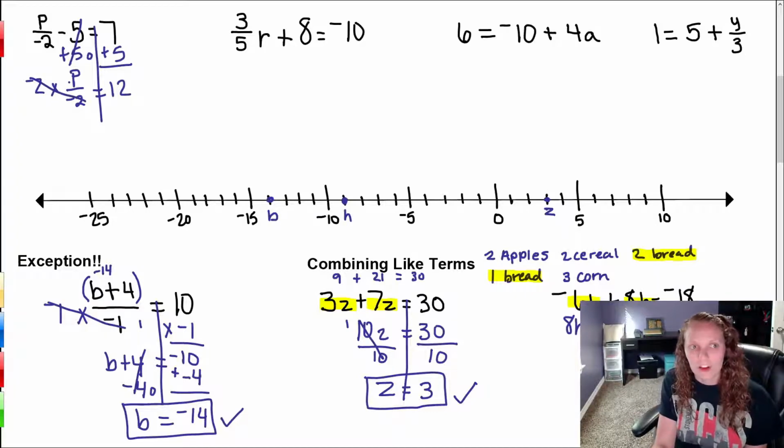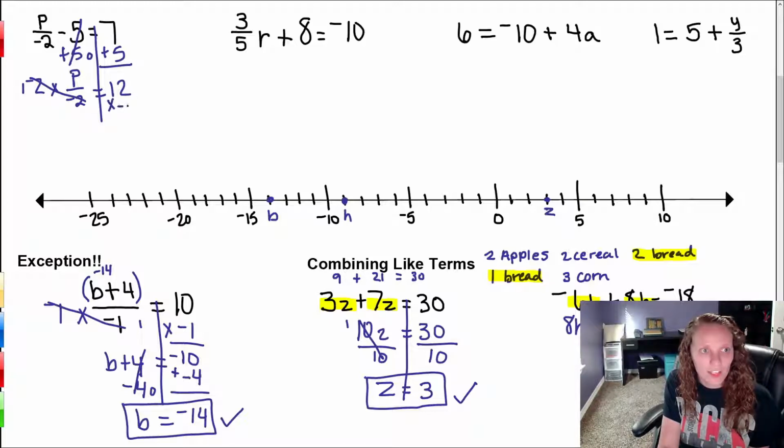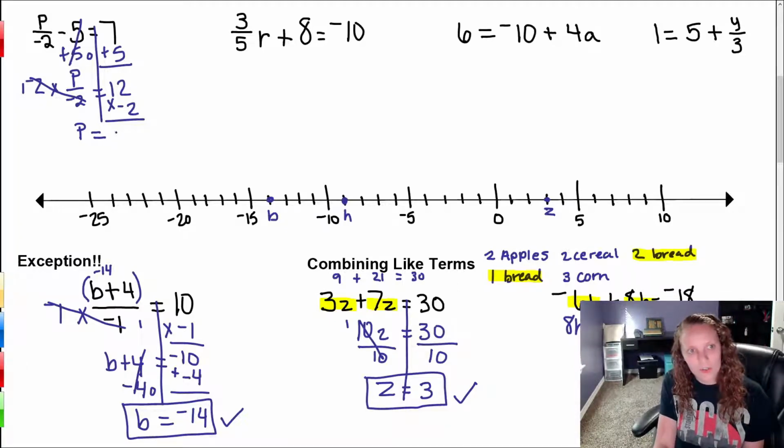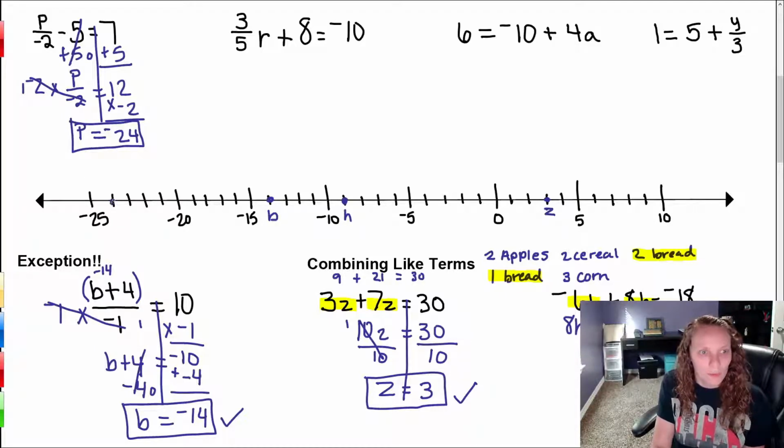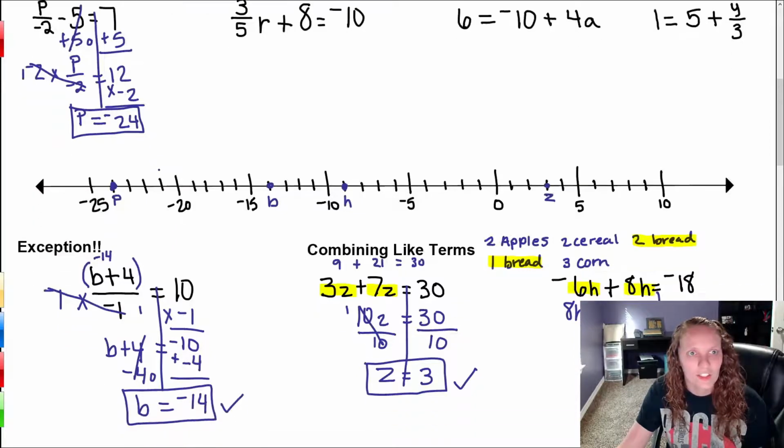When you do the opposite operation, divide by negative 2, multiply by negative 2, that cancels out to 1. And then we're going to do the same to the other side. So we're left with p equals 12 times negative 2. Well, 12 times 2 is 24, and the signs are different, positive and negative, so this is a negative 24. So I'm going to plot my answer right before the negative 25, and this is p. Let's see, x earlier was 3.